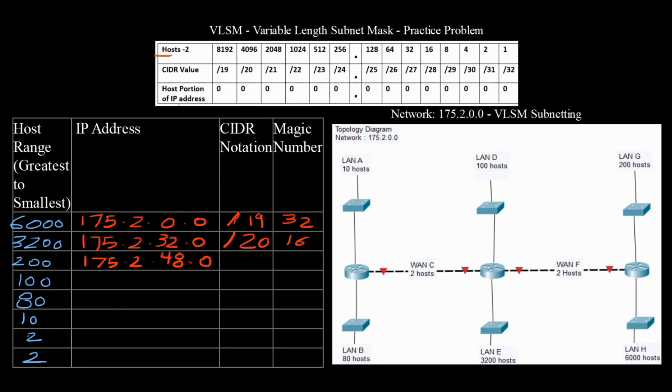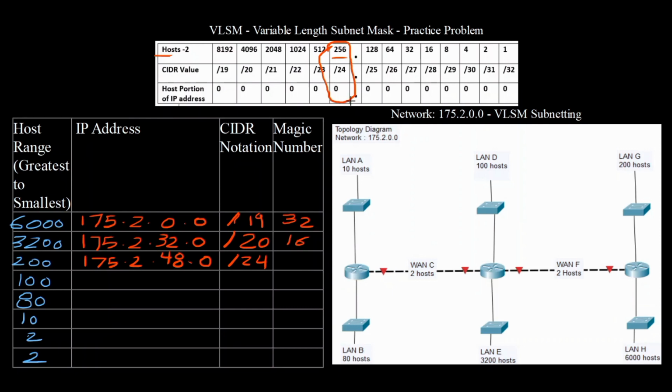Again, we want to determine the CIDR notation for the next network, which is 200. So let's look for 200 here, and the 200 is between 25 and 24, and this is the 200. That's the location we're looking for. That's the perfect number, 200. This is the nearest number we're looking for, 256 hosts, and the CIDR notation /24.